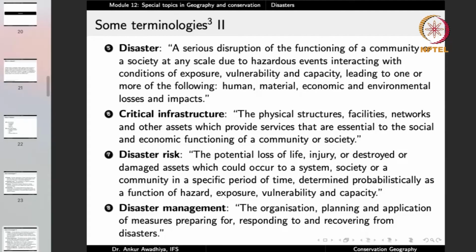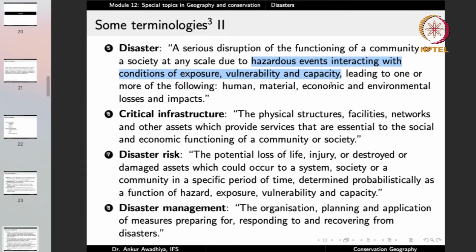Disaster is a serious disruption of the functioning of a community or a society at any scale due to the hazardous events interacting with the conditions of exposure, vulnerability and capacity, leading to one or more of the following: human, material, economic and environmental losses and impacts. Another way of saying the same thing, but in this case we are emphasizing that if there are hazardous events, now hazardous events are the manifestation of the hazard. So the hazard has actually happened, but you also have a condition of exposure, vulnerability and a reduced capacity of the community to cope, then you will have a disaster.